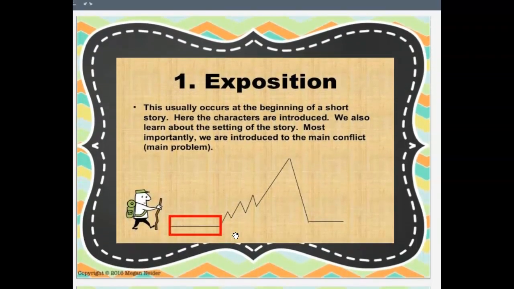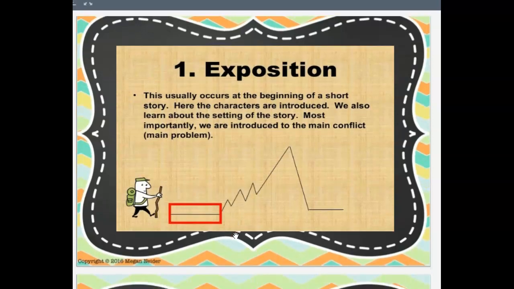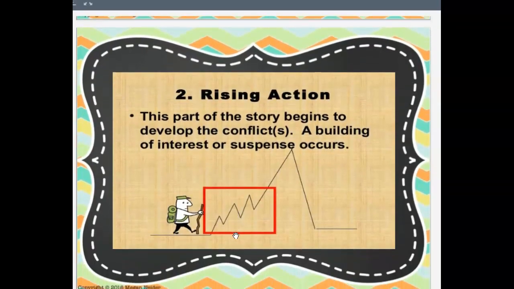But the very beginning, we call that the exposition. And basically, we meet the characters and we learn about the setting. Typically, the main conflict is introduced, but not a lot is going on. To help you remember the word exposition, think about exposing. So the setting and the characters are exposed or revealed, and you get a hint at what the conflict is going to be. Number 2 is the rising action.